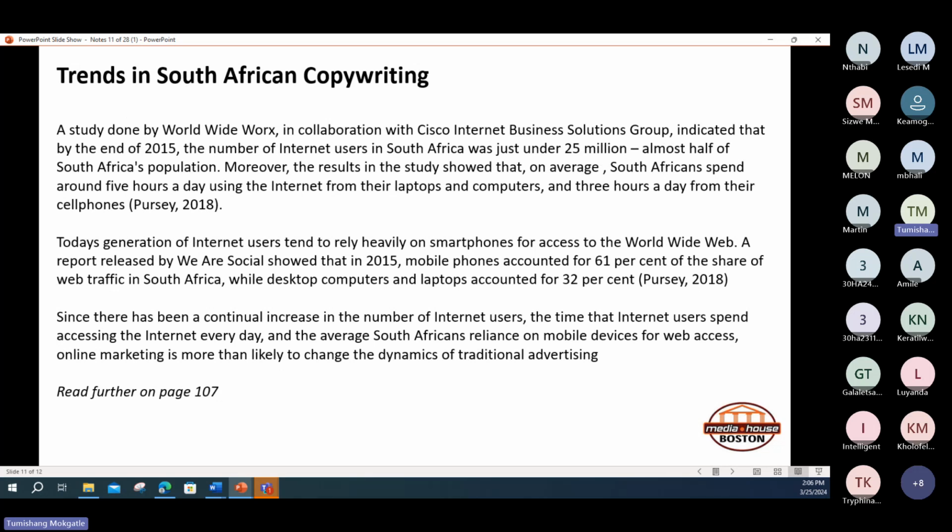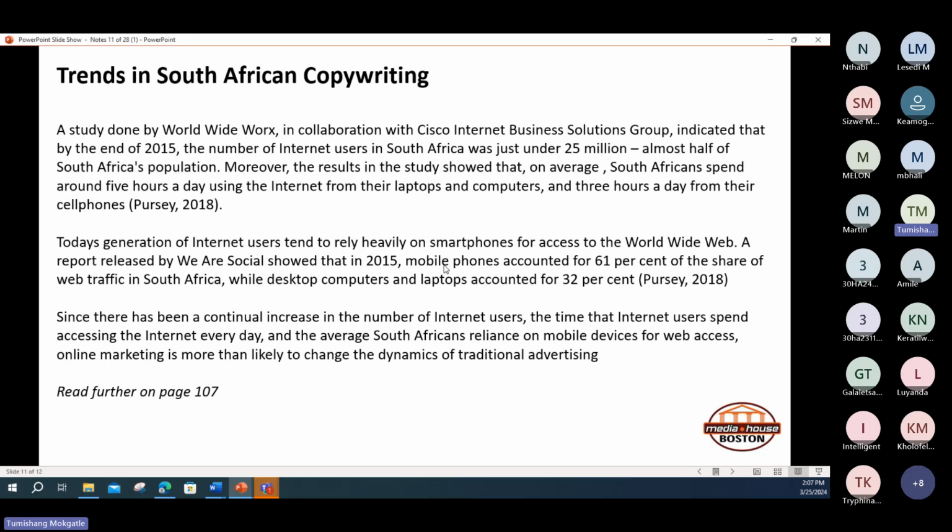Now, trends in South African copywriting. What are the trends? We'll just read the second paragraph. It says that today's generation of internet users tend to rely heavily on smartphones. So basically, if you know that the Gen Zs, which is you guys, the millennials, are more reliant on cell phones, then it means that everything you do must be on the internet or on social media. So you need to align yourself.